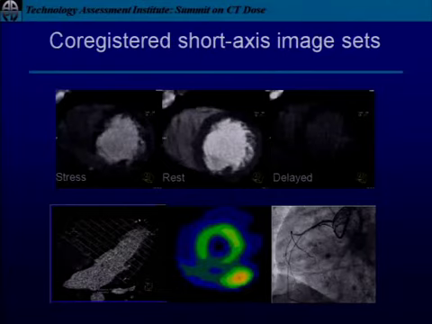So here we have a stress image, here we have a rest image, and I don't know if you can appreciate, there is a subendocardial hypoattenuation here. That means under stress, this area of the myocardium becomes ischemic. Okay, and in the delayed scan, we don't have any enhancement. That means there is no scar tissue or there is no hibernating tissue.